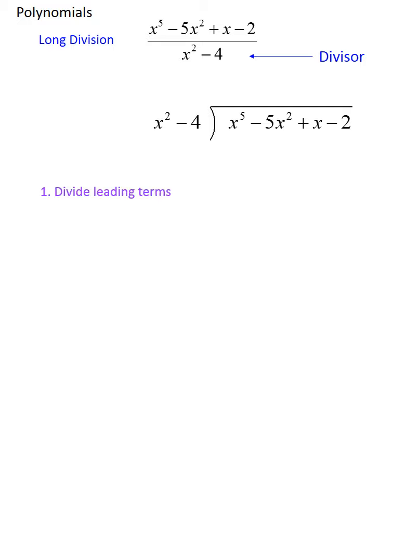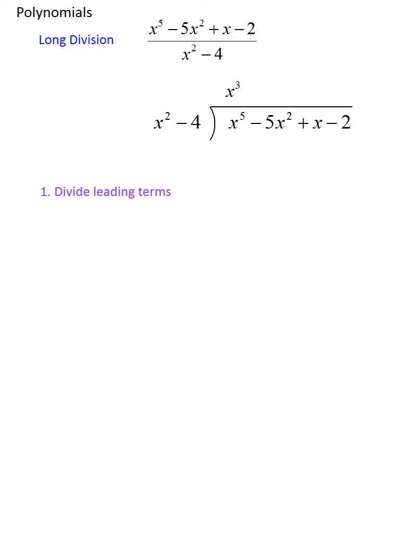Step one, I like to call divide leading terms. That means you take the leading terms of each polynomial and you divide them and ask yourself, what is x to the fifth divided by x squared? But let me state that another way. We want to find something that when multiplied by x squared equals x to the fifth. In other words, green times green has to be pink. Well, the only way to achieve that is to put an x cubed here, because x cubed times x squared is x to the fifth.